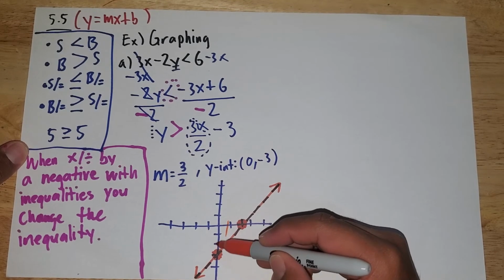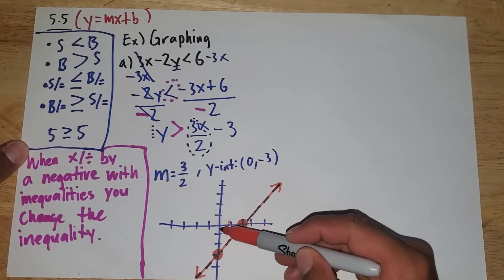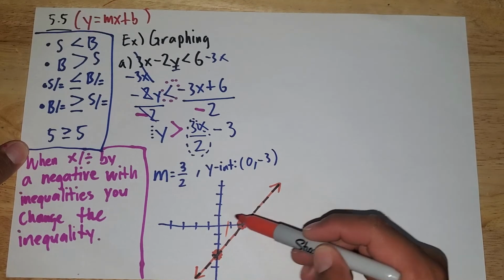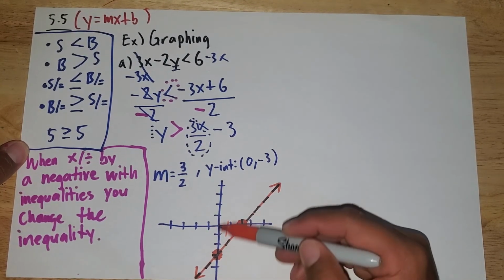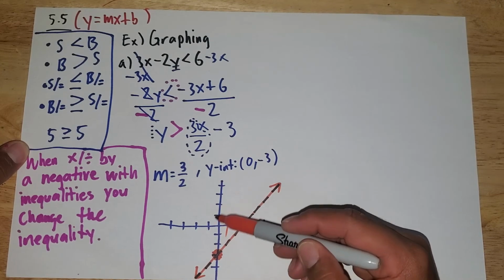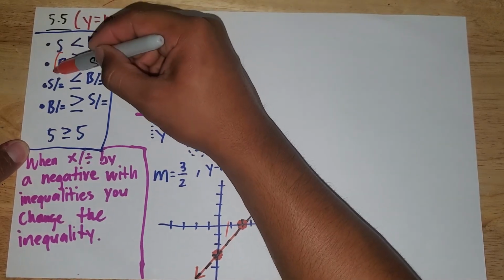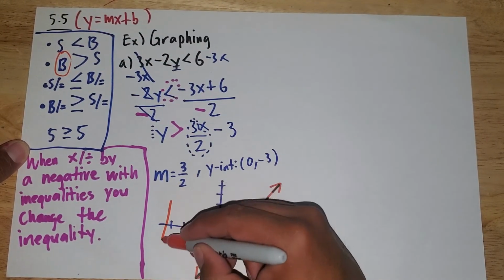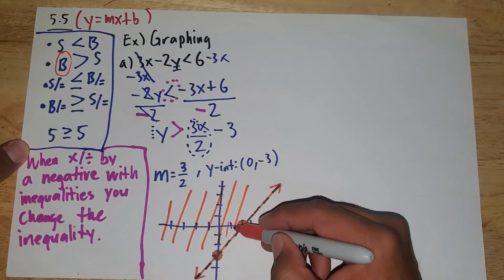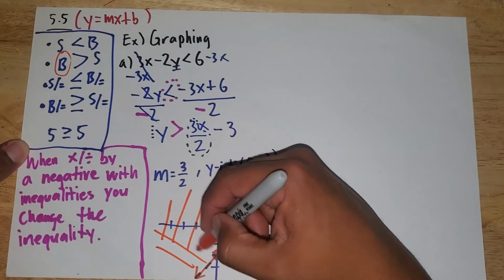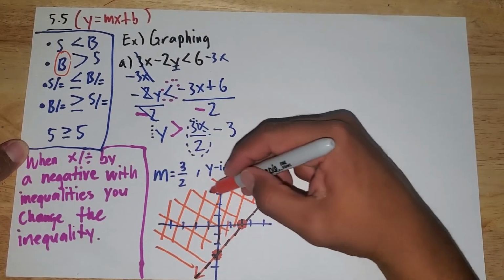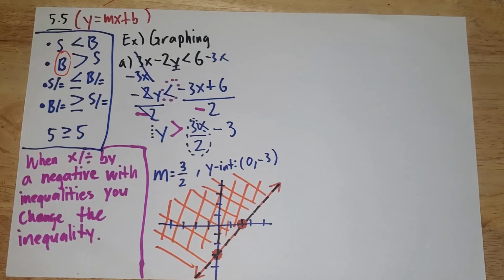So remember, when we're looking at a number line, the bigger numbers are on the right and the smaller numbers on the left. But now that we're dealing with the y-axis, the bigger numbers are always above and the smaller numbers are always below. Since y has to be bigger, this is going to be your solution, right here. Maybe this brings up some memories, but that's the way you would graph this particular linear inequality.